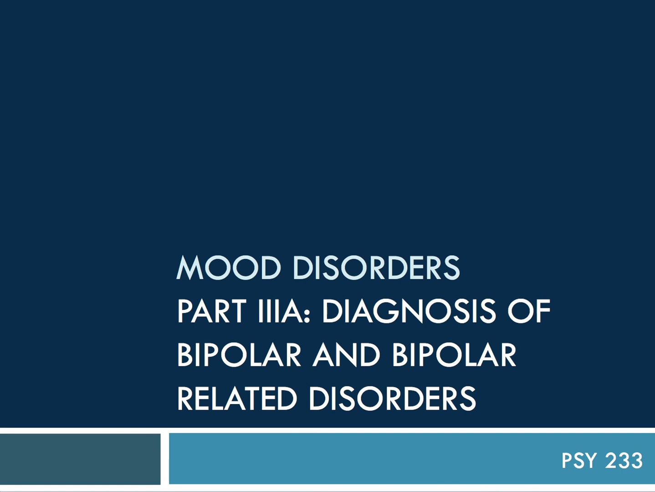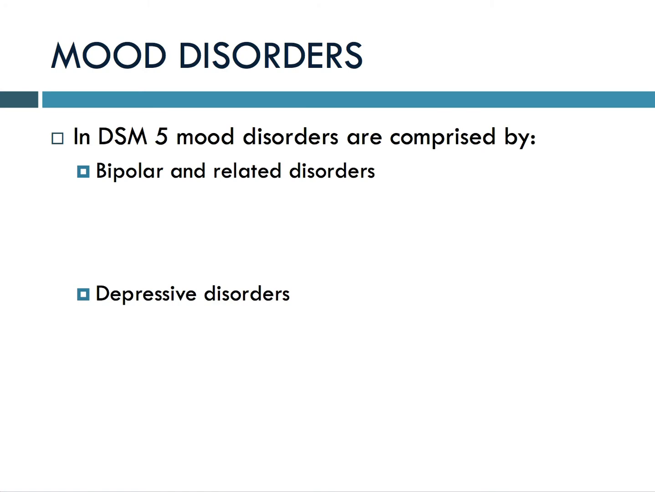In this and the following lectures, we're going to apply what we've already learned about mood episodes and talk through the diagnostic criteria for particular mood disorders. Now, there are a lot of mood disorders included in the DSM, and these mood disorders fall into one of two categories: bipolar and related disorders and depressive disorders.